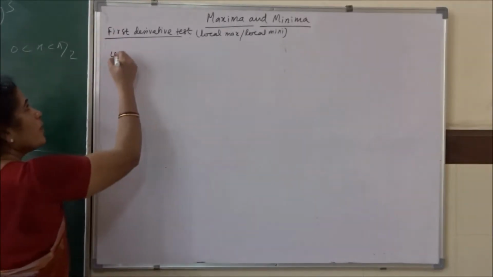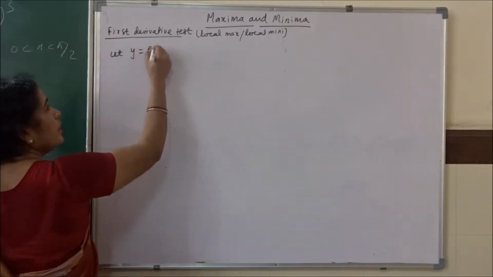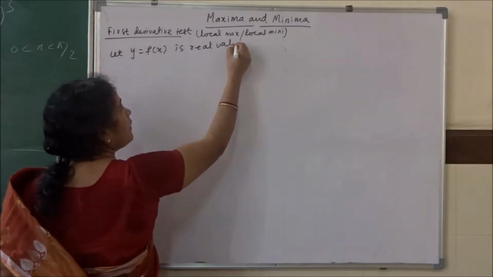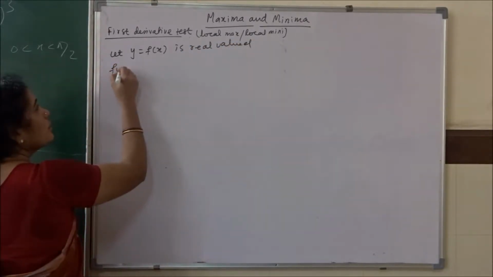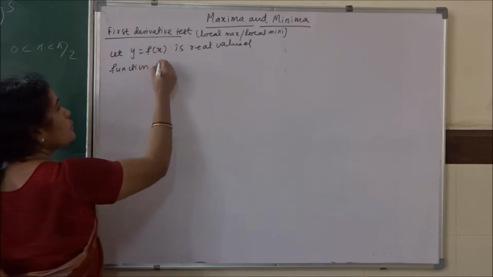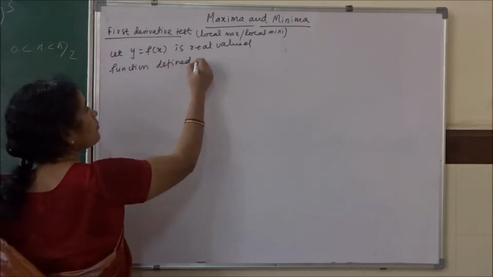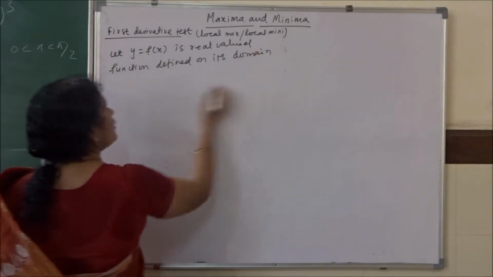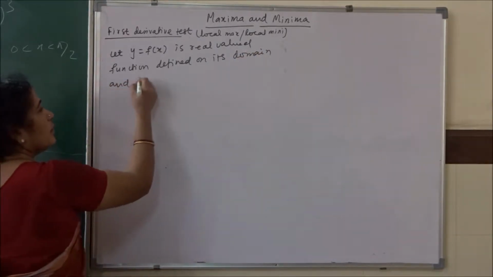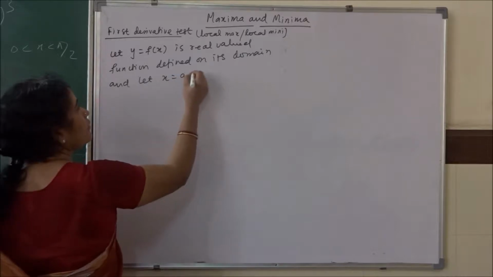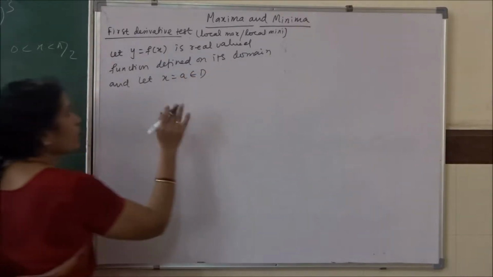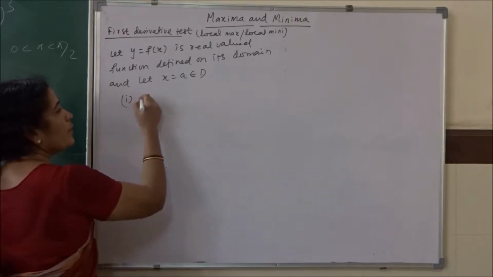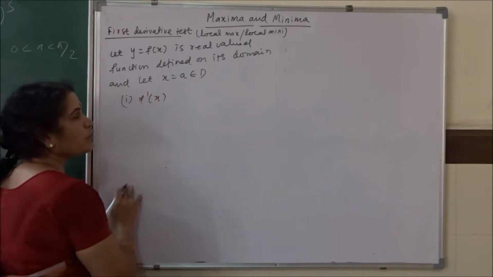Now see, let y equal to f of x be a real valued function defined on its domain. And let x is equal to a, which belongs to its domain. Now, what is the first derivative saying? Step number 1. Find the f dash of x.